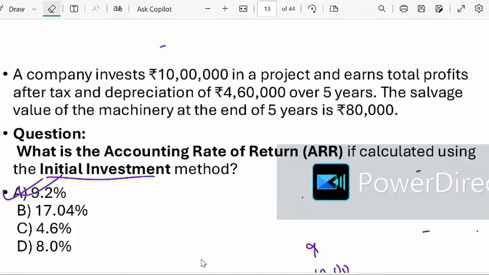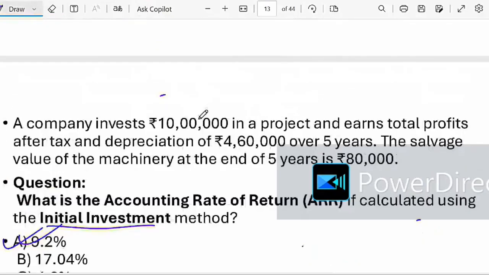So basically, in this case, our average annual profit will remain the same, which is 92,000. We just calculated it. Average annual profit remains the same, which is 92,000. But I think there is one mistake we have made in the previous question. Let me explain that. I have wrongly calculated the average, right?